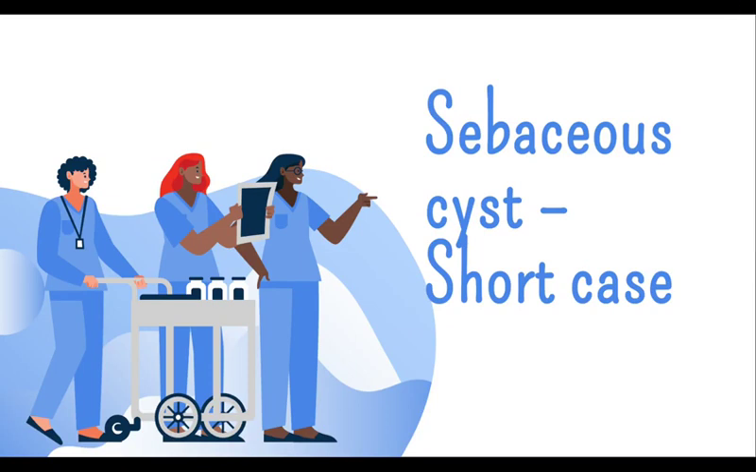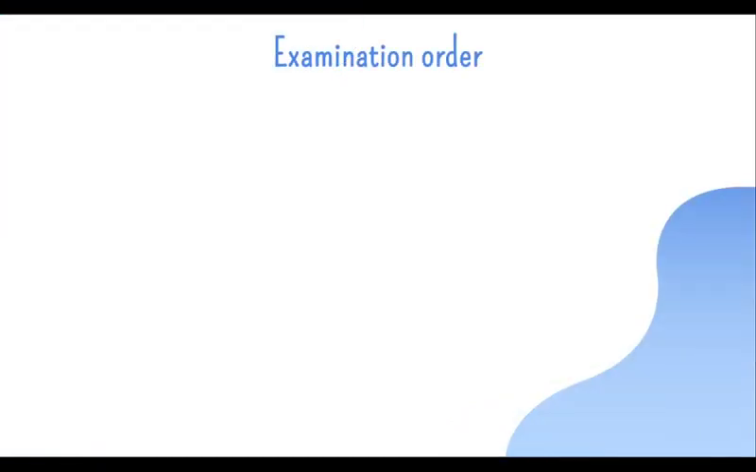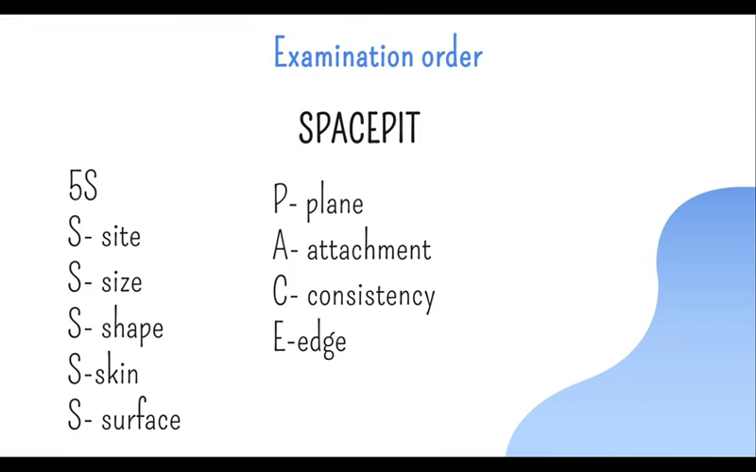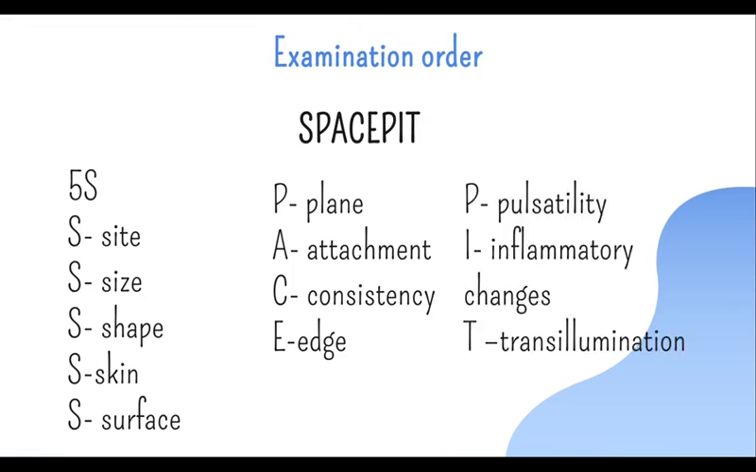Hello, in this session we are going to talk about how to approach a short case of sebaceous cyst. As we talked about in the previous session, we can go with the SPACEPIT approach. The 5S: size, shape, skin, surface. The second part is the PACE: plane, attachment, consistency and edge. The third part is the PIT: pulsatility, inflammatory changes and transillumination.